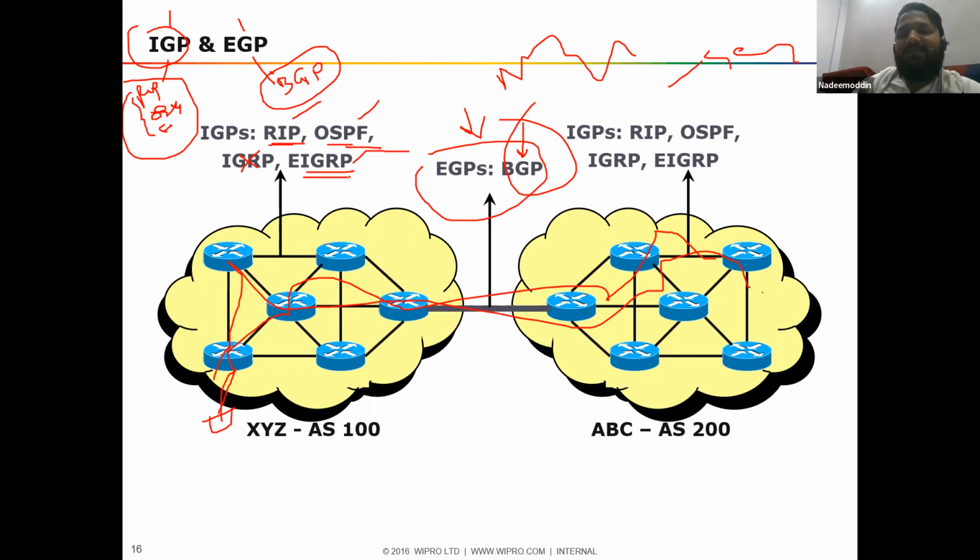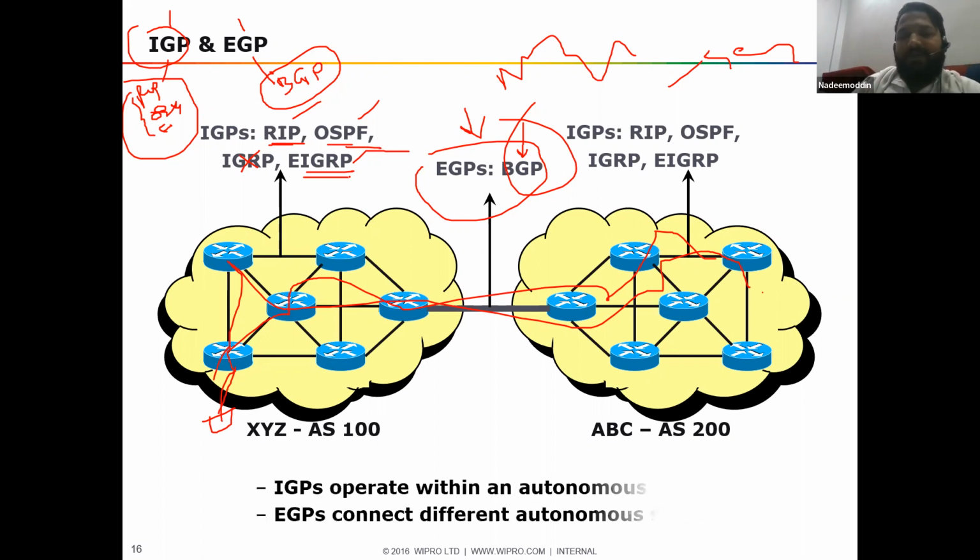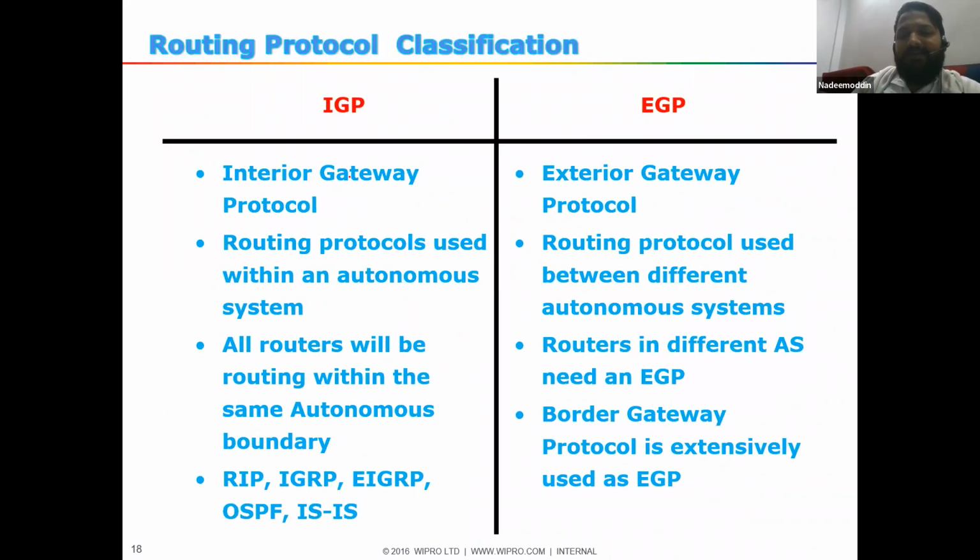See, all these protocols do the same thing. They just add the route into the routing table. These are only methods, and you have the choice of which one you want. If you look here, routing protocol classification: IGP and EGP. Interior gateway protocol and external gateway protocol. An IGP is a routing protocol used within an autonomous system, where the autonomous system is a number, and all routers will be routing within the same autonomous system.